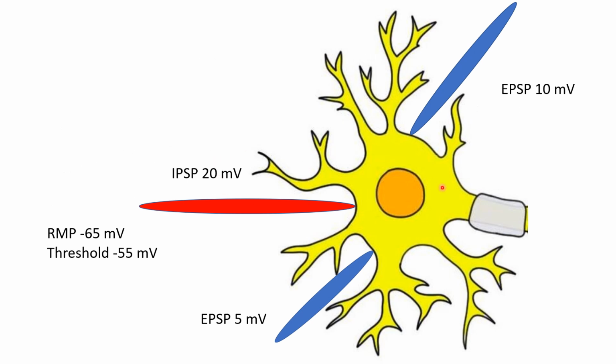Do you think this neuron will fire an action potential or not? If the resting membrane potential is minus 65, the threshold is minus 55, and it has an EPSP of 10, an IPSP of 20, and an EPSP of 5. What do you think?